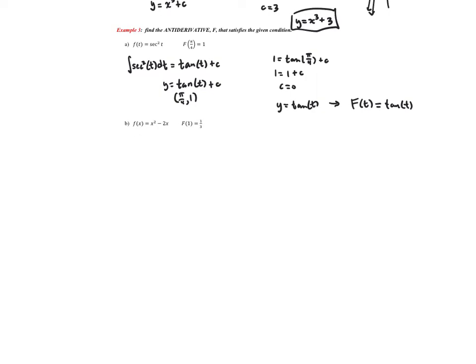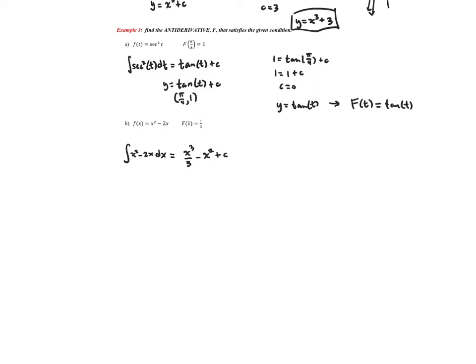And let's start again like we did in the previous problem by taking the integral of f of x, which is x squared minus 2x, with respect to x. That'll be x cubed over 3 minus x squared plus c.